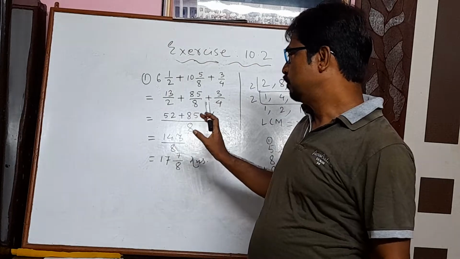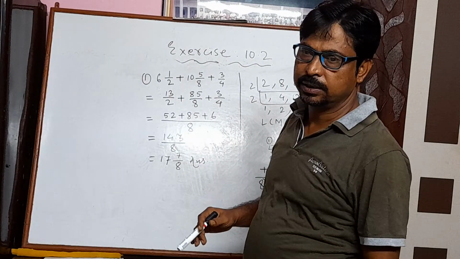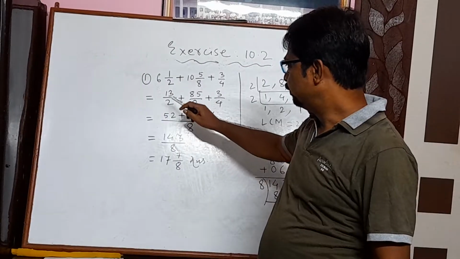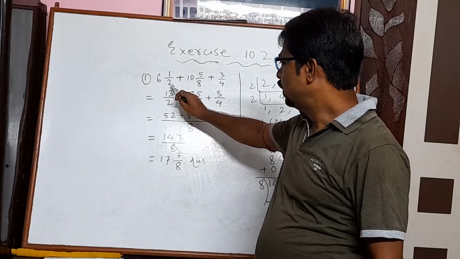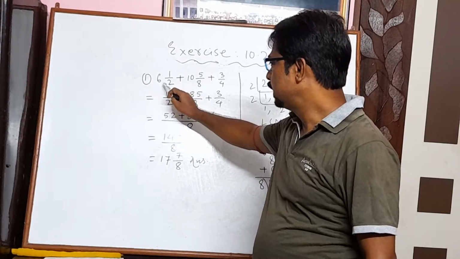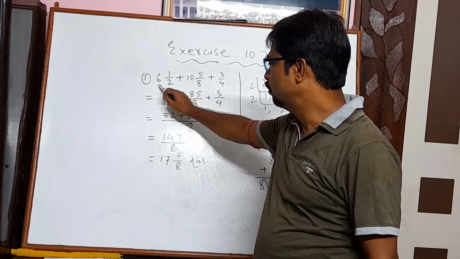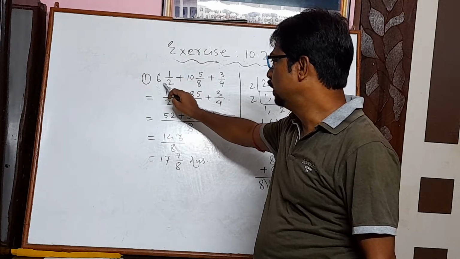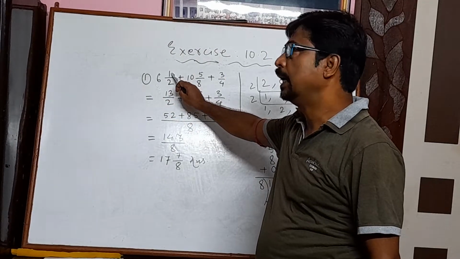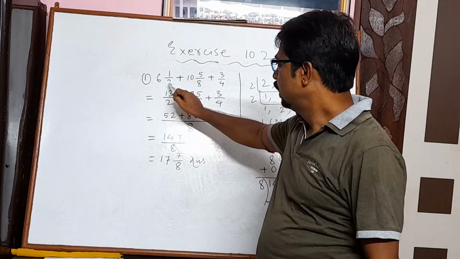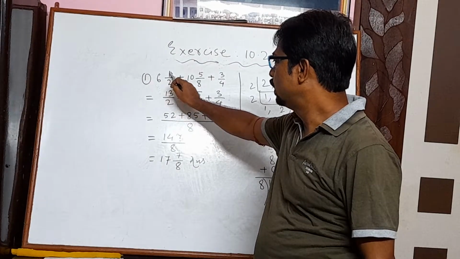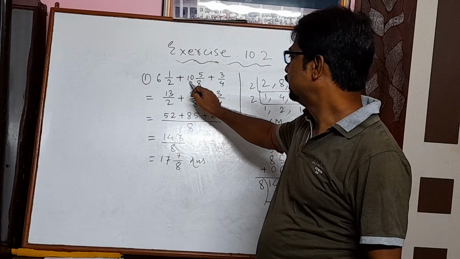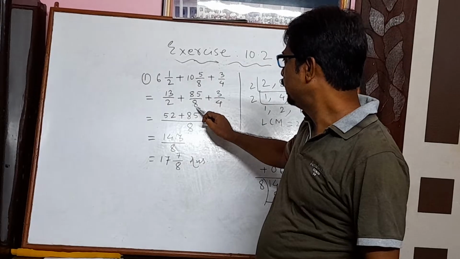First of all, I am discussing the first method. One more method is there, I'll discuss it later on. So see this one. You have to multiply the denominator with the whole number and then add the numerator. These two will be multiplied and this will be added. Remember that. So 6 2s are 12 plus 1, 13 by 2. 10 8s are 80 plus 5, 85 by 8.